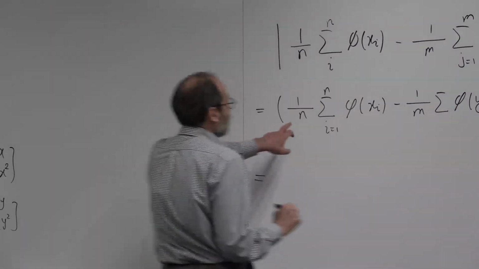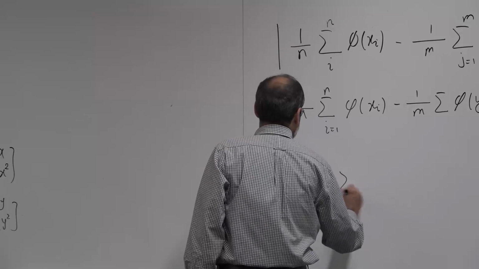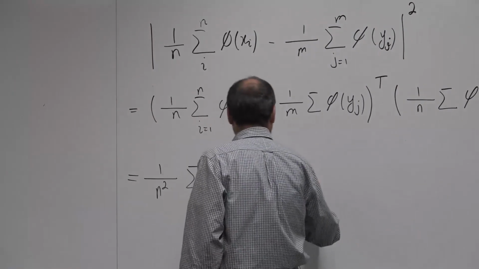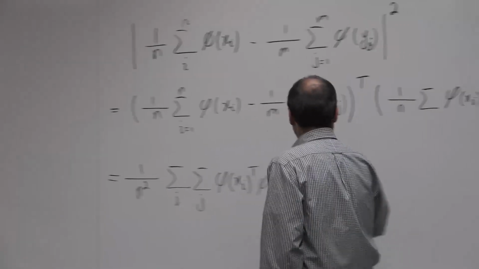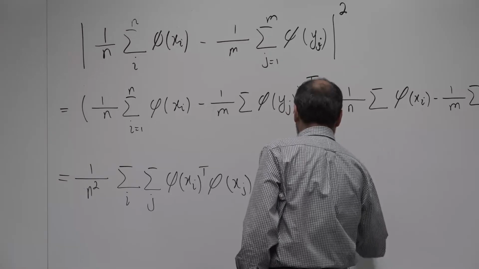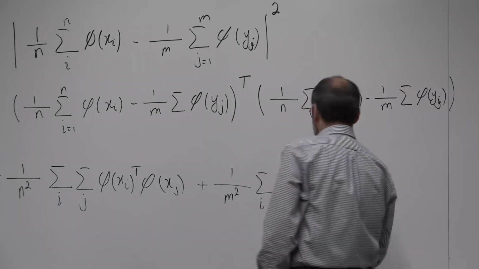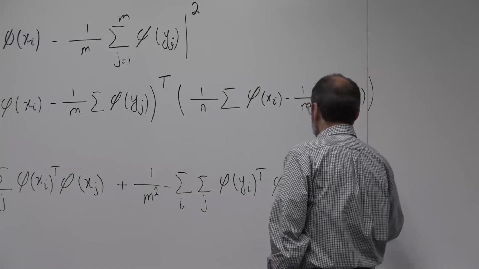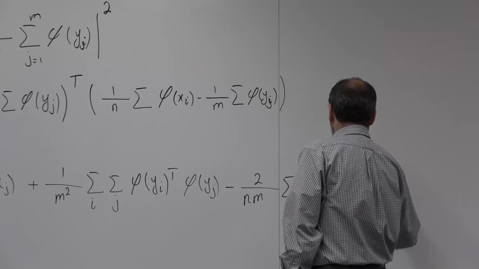Now, if I expand this, I have this term, which is 1 over n squared, sigma i, sigma j, phi(xi) transpose phi(xj). Then I have another term for this one, 1 over m squared, sigma i, sigma j, phi(yi) transpose phi(yj). Then I have a cross term, which is minus 2 over n times m, phi(xi) transpose phi(yj).